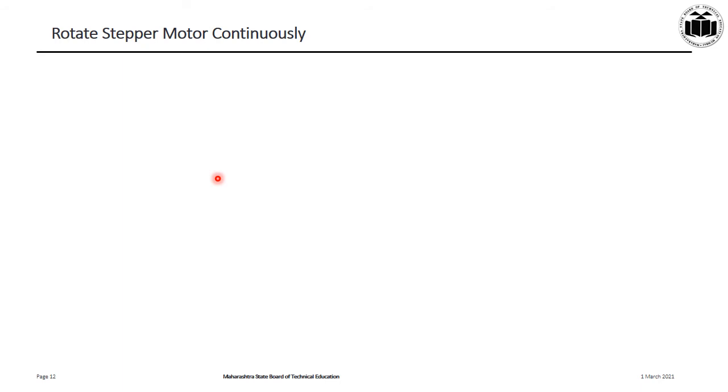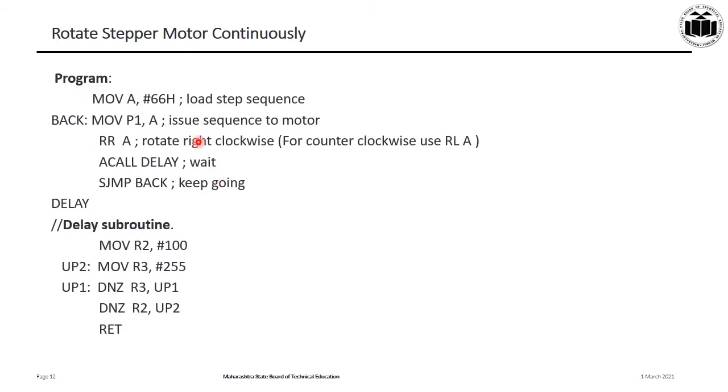Another way of writing the above program and rotating motor continuously is we load immediate data 66H in accumulator, and then accumulator is moved to port 1 to issue the sequence to the motor, as motor is connected on port 1. Now the accumulator is rotated right to rotate motor clockwise. Once we do that, 66H will become 33H. Again rotated right, it will become 99H, and then it will become CCH.